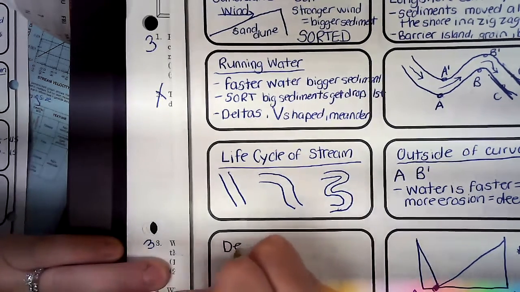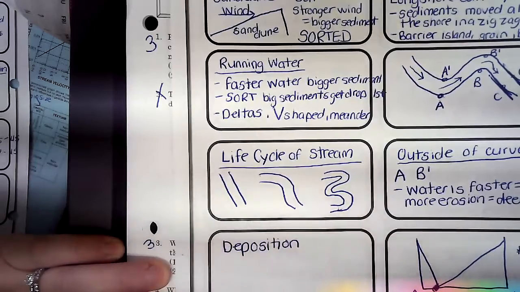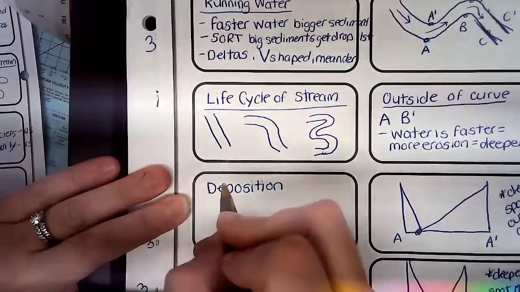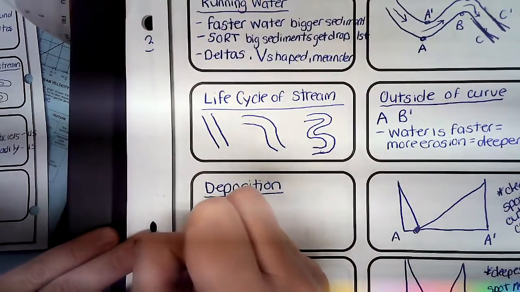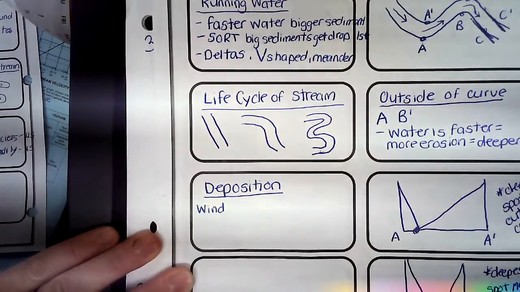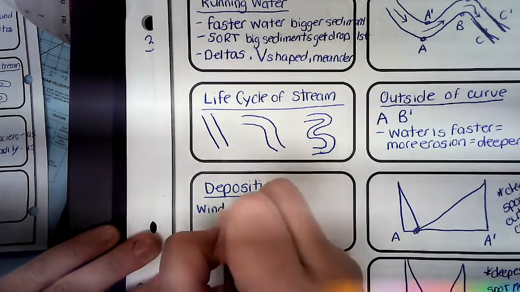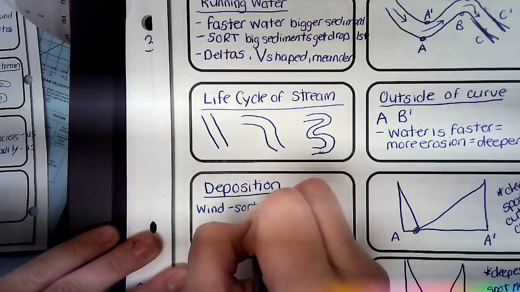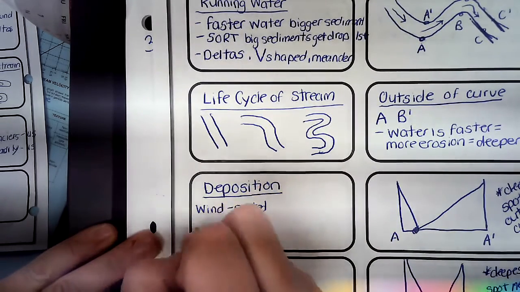Deposition. When sediments get dropped off, we already put that on the front. Remember, sometimes they're sorted and unsorted. Will wind be sorted or unsorted? Sorted. Remember, as the wind slows down, the bigger, more dense round particles settle out first.